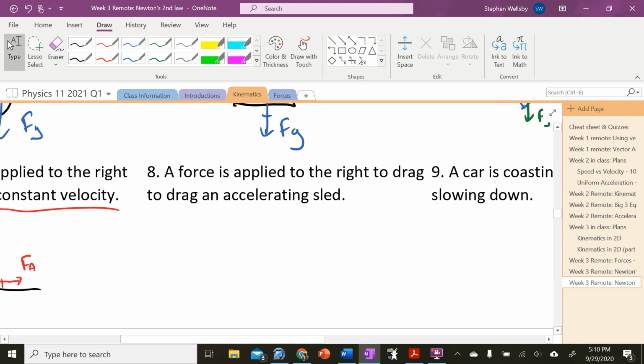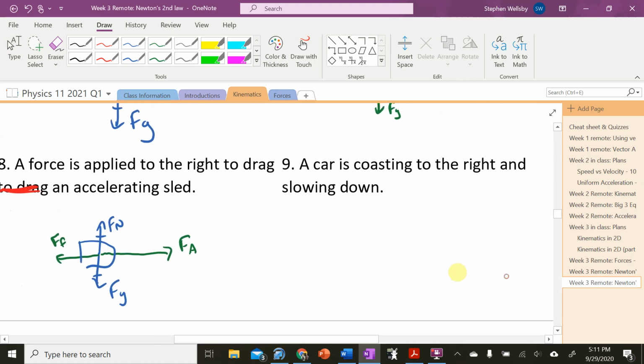Force is applied to the right to drag an accelerating sled. So here we go. Here's our sled, and again we have Fg, Fn, and these two are balanced. Now we have an applied force to the right, and it's accelerating, meaning we're assuming here that it's speeding up. So there may be a frictional force, there may not be. We don't know from the question, but what we do know is that even if there is a frictional force, the applied force is going to be the larger of these two.